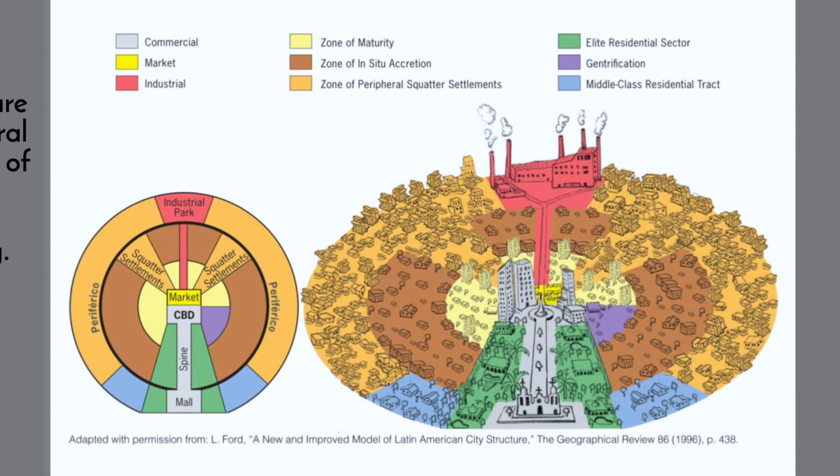We have the central business district in the middle and the market touching it where people sell things. Away from the market is the industrial park where things are made and sold in markets. Around that industrial park is the cheaper housing for working class people. And then around that is an even further zone that we talked about of squatter settlements that we see in cities like Rio de Janeiro.